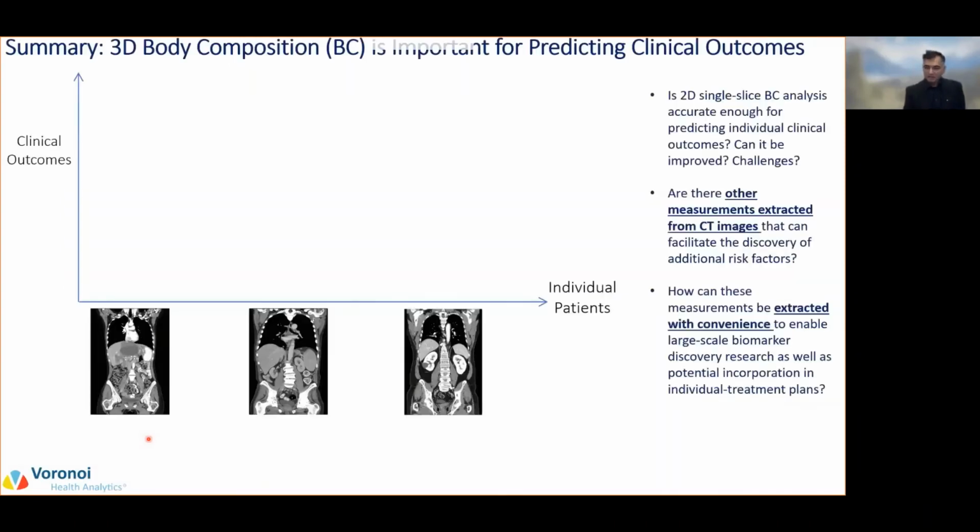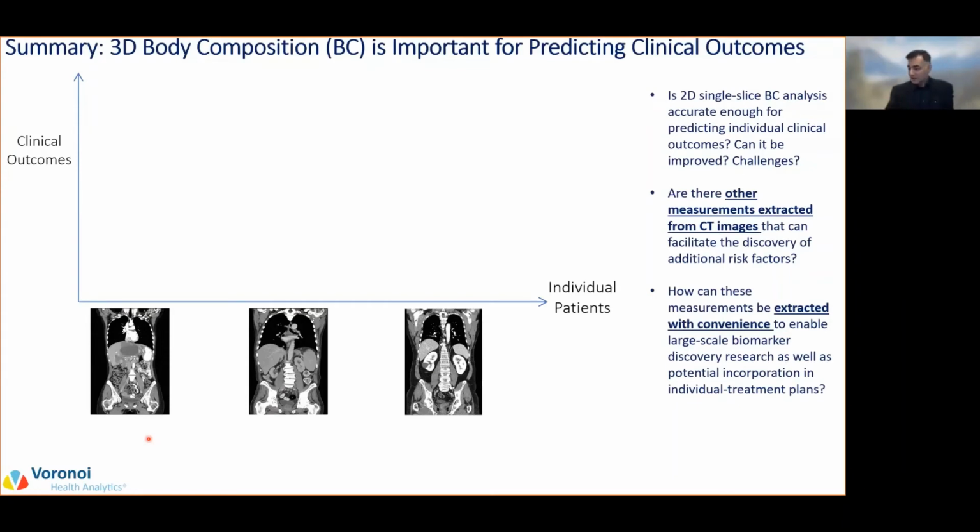So in summary, I started with motivating three questions. Is 2D single slice body composition analysis accurate enough? And I hope I have motivated the need to go to 3D analysis, not only because of better correlation, but because the volume of information that 3D analysis provides is vastly greater and richer than 2D slices can ever provide. The different visceral organs, the lung, the heart, all of these are probably very important in predicting individual outcomes.